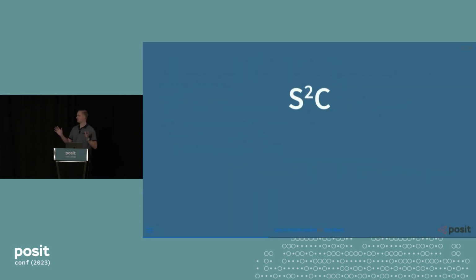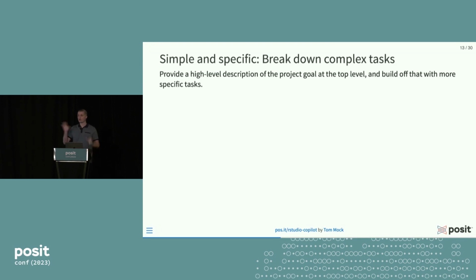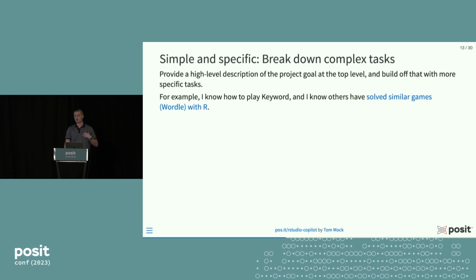My little buzzword for what we'll use today is called S2C, for simple, specific, and use comments. And I mean use comments throughout. Inline, big comments all over the place, and simplify and break up your problems into specific parts. So again, we're trying to solve keyword, which is a pretty open-ended problem to solve with a programming language. So we want to break down the task, give it an overall structure. What are we going to do moving forward? I know how to play keyword, but now I have to teach Copilot, or teach R to play Keyword. Although I know other people have solved games like Wordle with R already, so I know it's possible.